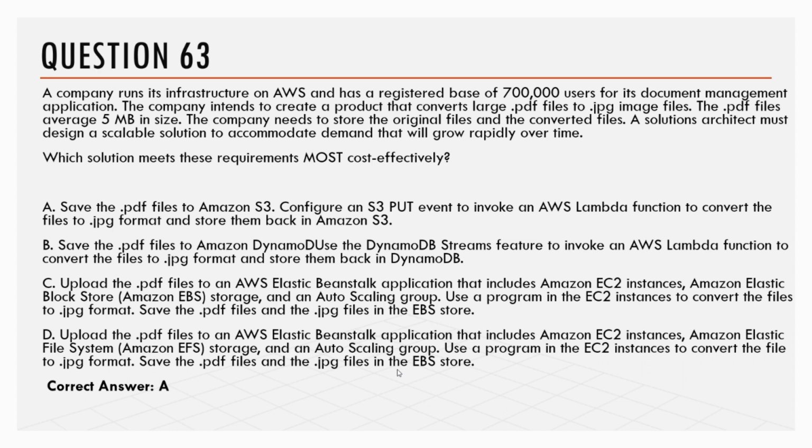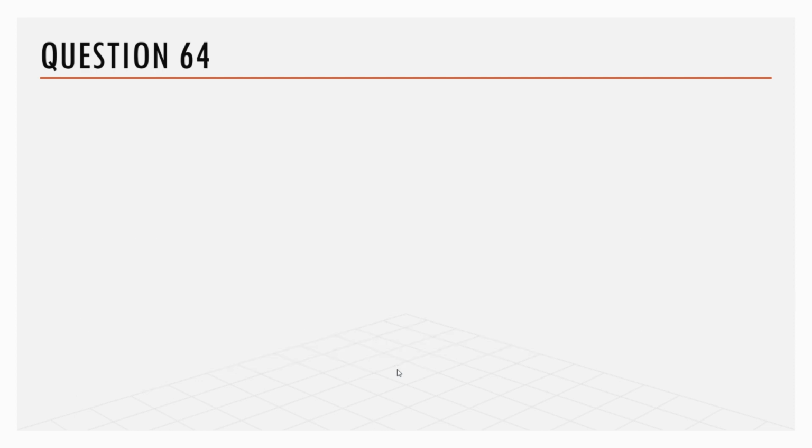Let's look into the correct option. Correct option is A. Save the .pdf files to Amazon S3. Configure an S3 put event to invoke an AWS Lambda function to convert the files to .jpeg format and store them back in Amazon S3. Now let's look into the next question.